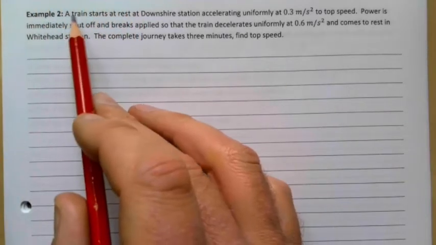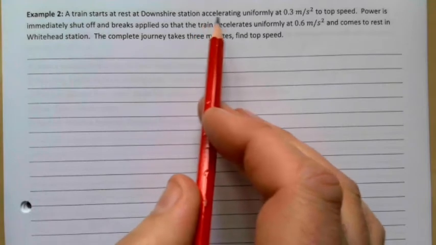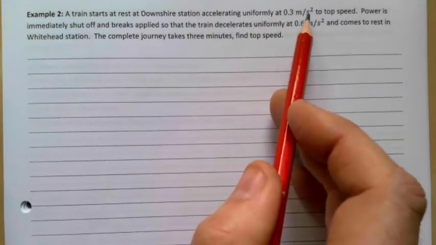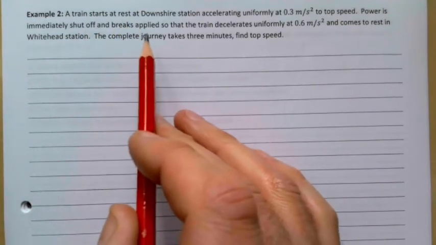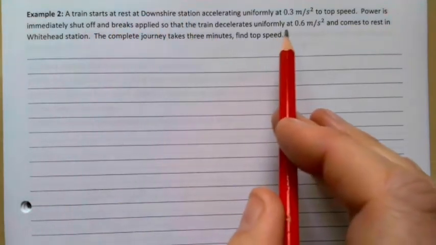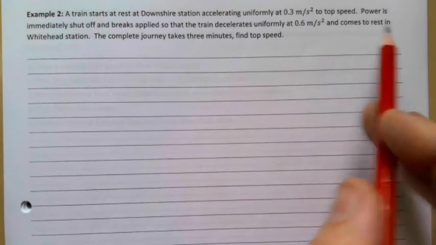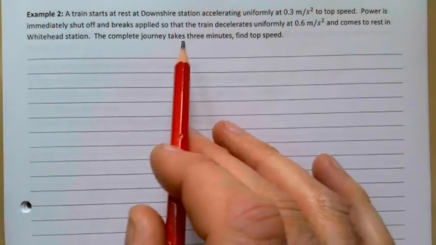As example 2, a train starts at rest at Downshire Station, accelerating uniformly at 0.3 meters per second squared to top speed. Power is immediately shut off and brakes applied so that the train decelerates uniformly at 0.6 meters per second squared and comes to rest at Whitehead Station. The complete journey takes 3 minutes.